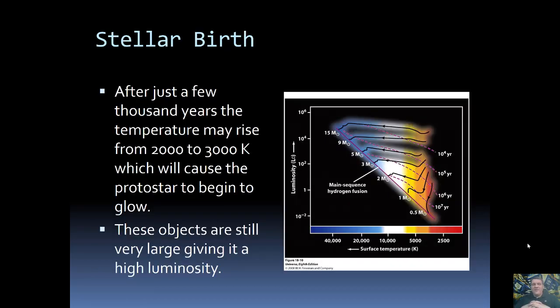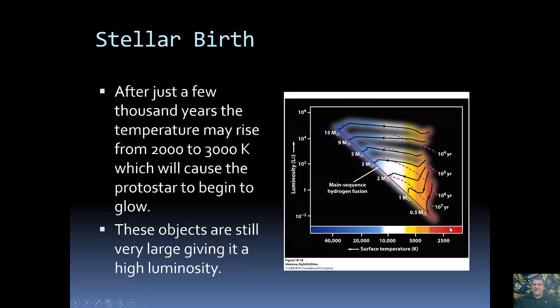So after a few thousand years, this protostar will have reached between 2,000 and 3,000 Kelvin. This is hot enough for it to begin to glow. But it's going to be relatively cool still. It's going to be over here on the red side. It's still too hot to touch. Don't try and swim in one of these things. But it's going to start over here on the right side.